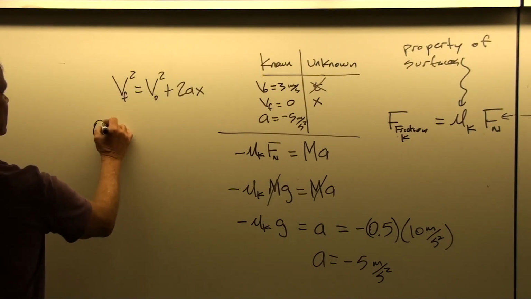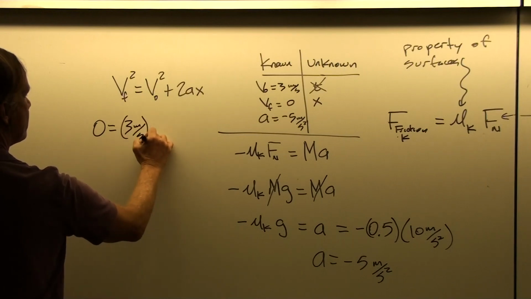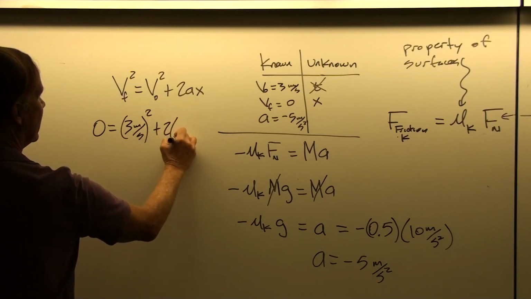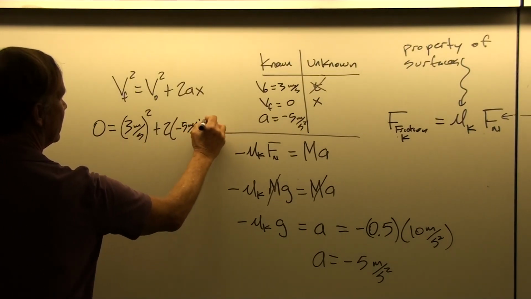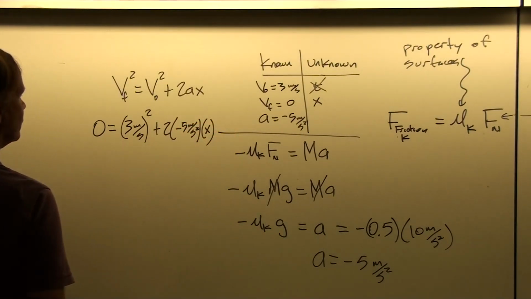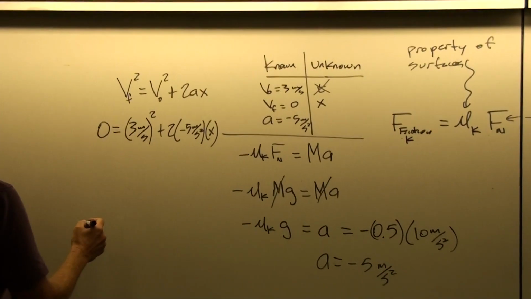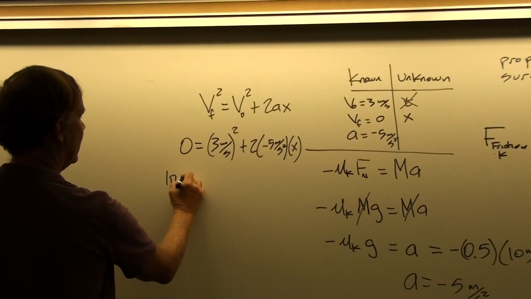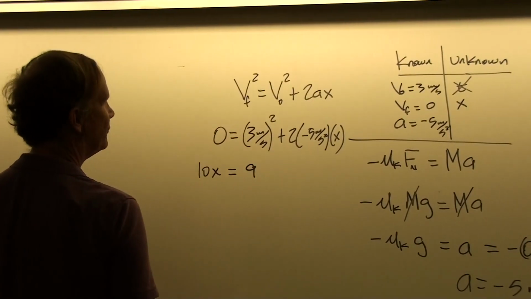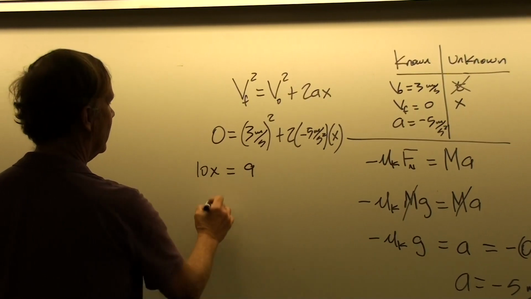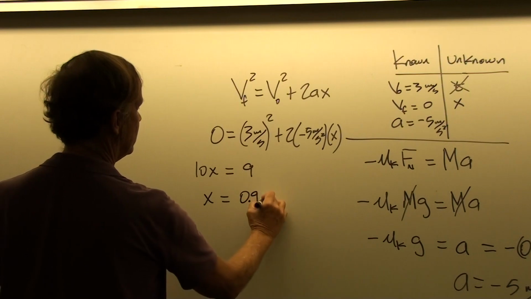So this gives us 0 is equal to 3 meters per second squared plus 2 times minus 5 meters per second squared times x. Okay, and then dropping the units and bringing the negative over to the other side, we get 10x equals 9, or x equals 0.9 meters.